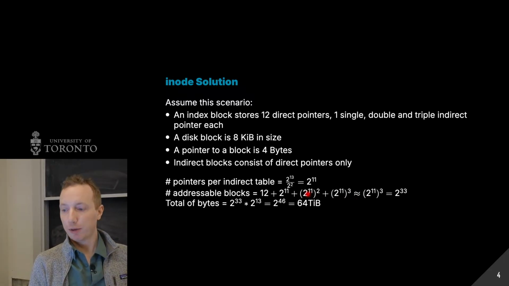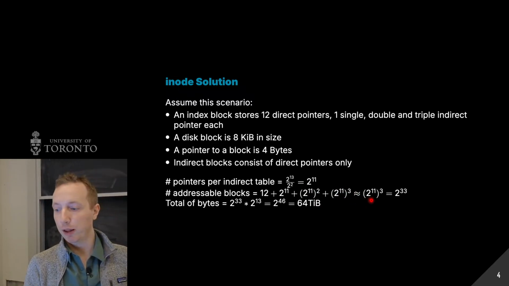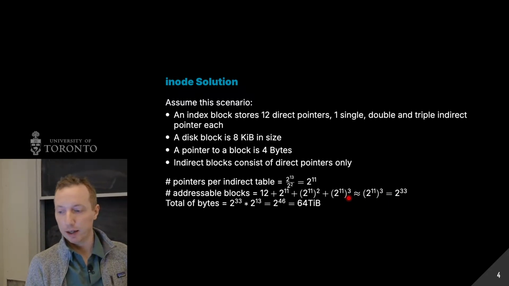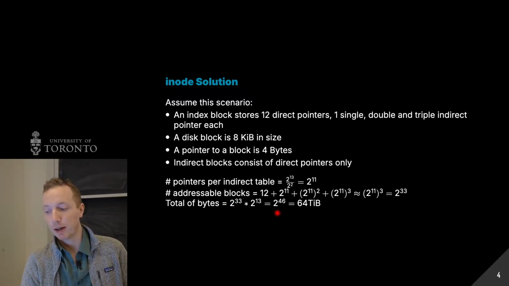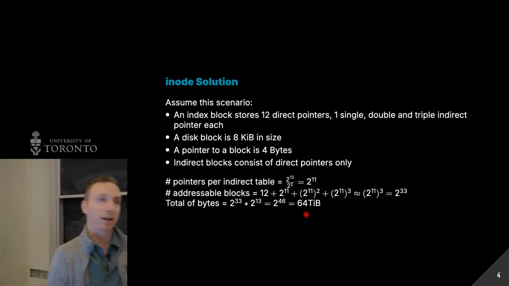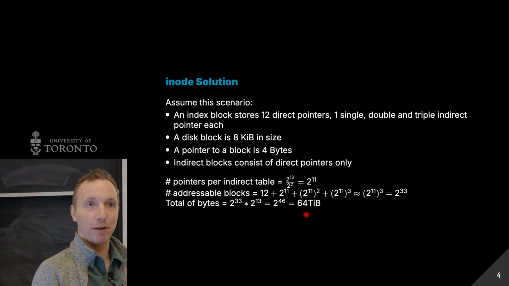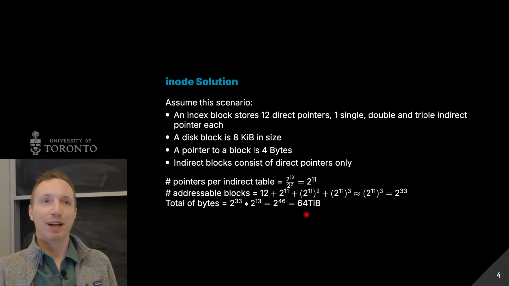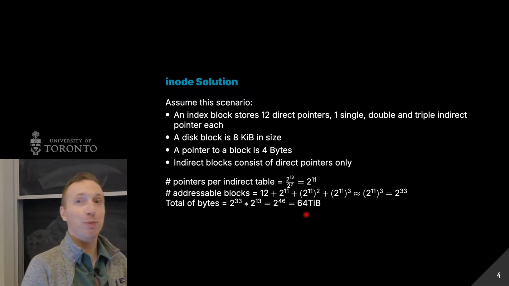If you want to approximate, this term dominates all the other ones, so you can approximate it as 2 to the 11, all to the power of 3, which is 2 to the 33. To figure out the maximum size of our file, it's 2 to the 33 blocks we could point at times the size of a block. That is 2 to the 47, which is 64 terabytes. So a single file can hold up to 64 terabytes. Probably good enough for your system? And if you need to support a file larger than that, you could just add a quadruple indirect block, right?